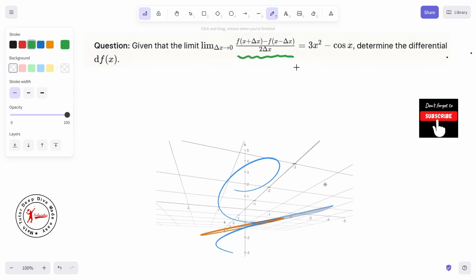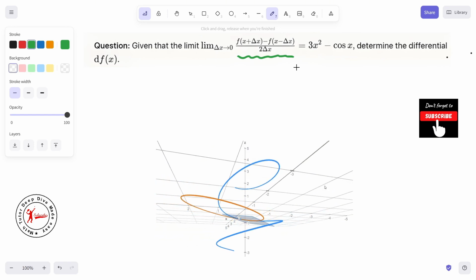Let's work through this problem together, going step by step to make everything super clear. Our goal is to find the differential of f of x, and we're given a limit that involves the function f. It might look a bit tricky at first, but don't worry. We'll break it down into simple pieces, and by the end, it'll all click. Ready? Let's dive in. Step 1. Understand what the limit means.